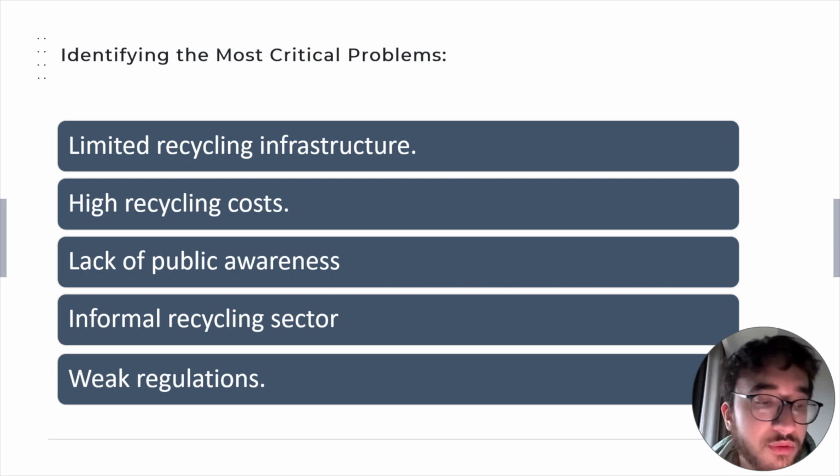That is so harmful. Lack of public awareness: many people are unaware of how or where to recycle e-waste. The impact is e-waste is improperly disposed of, increasing environmental harm. Informal recycling sectors: unregulated recycling practices dominate in developing countries, and the impact is workers are exposed to hazardous materials and toxins pollute the environment. Weak regulations: governments do not enforce strict laws or recycling codes.